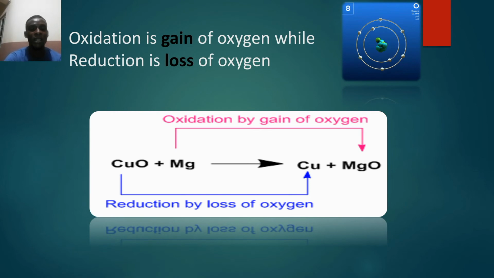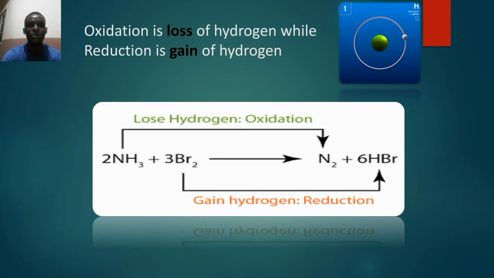Let us consider a chemical equation. Here, copper oxide is reduced because it loses oxygen and becomes copper metal, whereas magnesium gains the oxygen that was lost by copper to become magnesium oxide. Lastly, in regards to hydrogen, oxidation is loss of hydrogen, whereas reduction is gain of hydrogen.